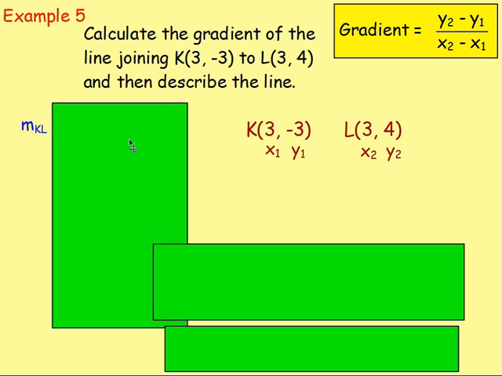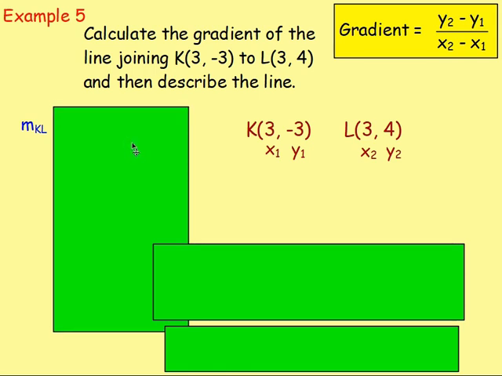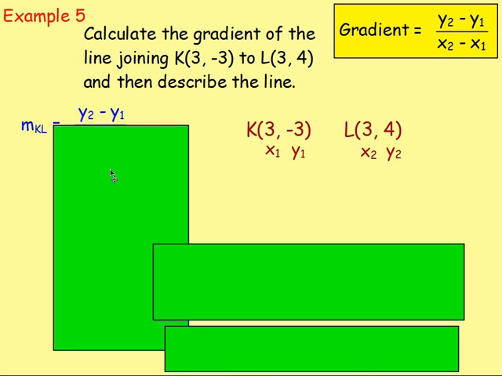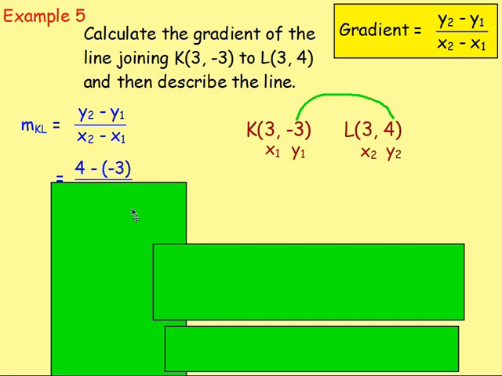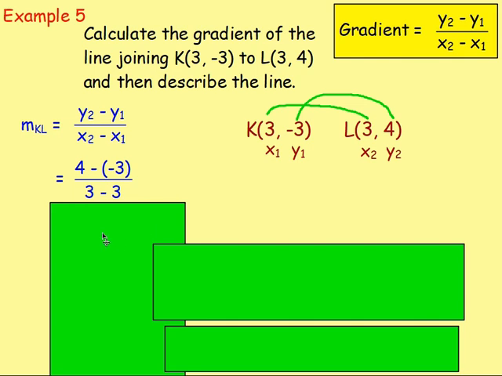So we've got M, K, L, and that would equal, what is the gradient formula, Camille? Y2 take away Y1 over X2 take away X1. Very well done, Camille. Aline, start subbing in the values. What would you end up with? Well, we've got Y2 take away Y1, so we would have 4 take away negative 3. Because I'm taking away a negative, I'm just going to shove that negative in brackets. And we've got our X2 take away X1, so that would be 3 take away 3.